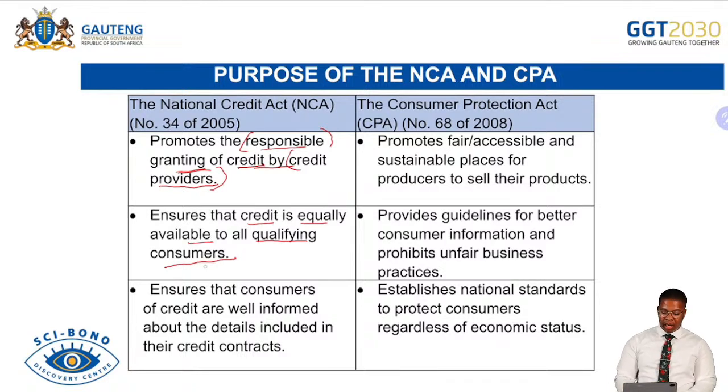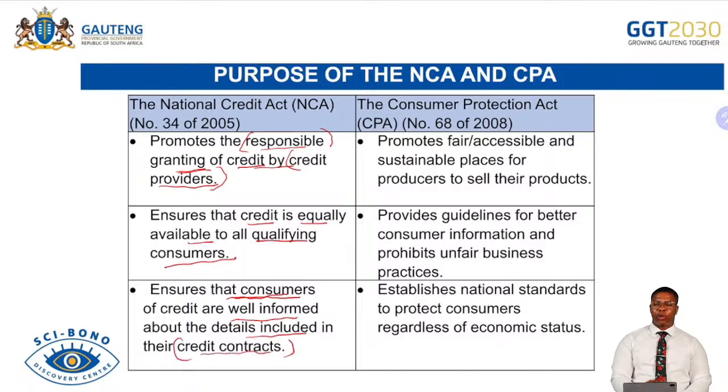So all qualifying consumers, especially when they qualify, should be given an opportunity equally to apply for any credit. And then this act was also introduced to ensure that consumers of credit are well informed about details included in their credit contracts, so that consumers don't just sign, they read through their credit contracts so that they understand what they are signing for, because that information is important for a consumer who's buying goods on credit, because in the past consumers would just sign with lack of knowledge.